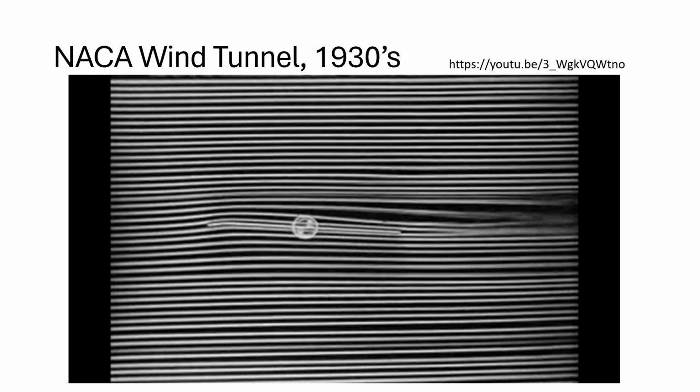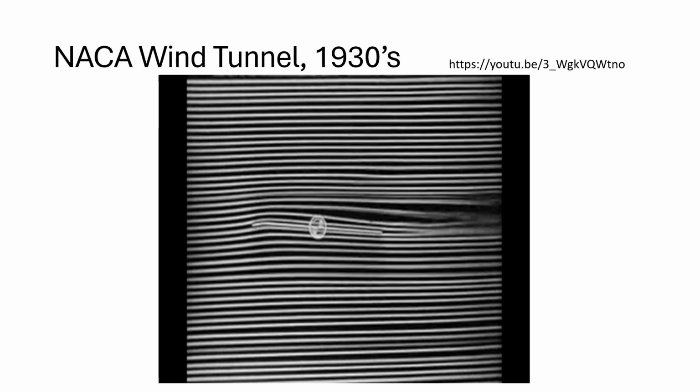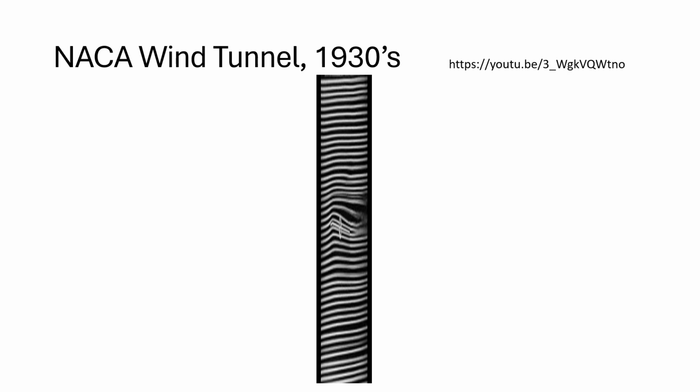And here's a screenshot from a video of a wind tunnel test done by NACA in the 1930s. And we can use this for a little bit of a sanity check. If I squish this one, you can see the flow curvature a lot better, and it's in general pretty similar to what we saw on our previous slide.